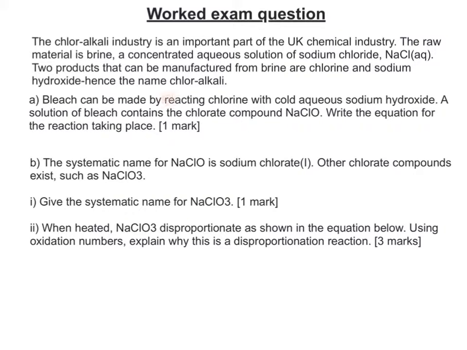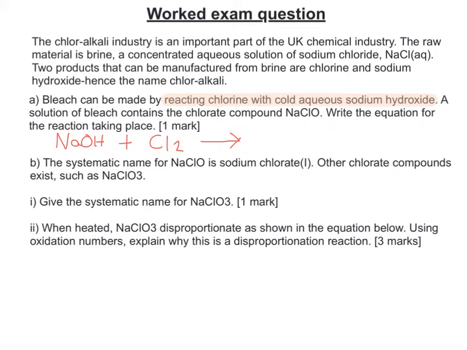You're reacting chlorine with cold aqueous sodium hydroxide. It's actually given you what two things are reacting. So we now know that we can put NaOH plus Cl2. You might notice I'm not putting state symbols in here because the question hasn't asked me to do that. Okay, so this is a solution of bleach contains the chlorate compound NaClO.